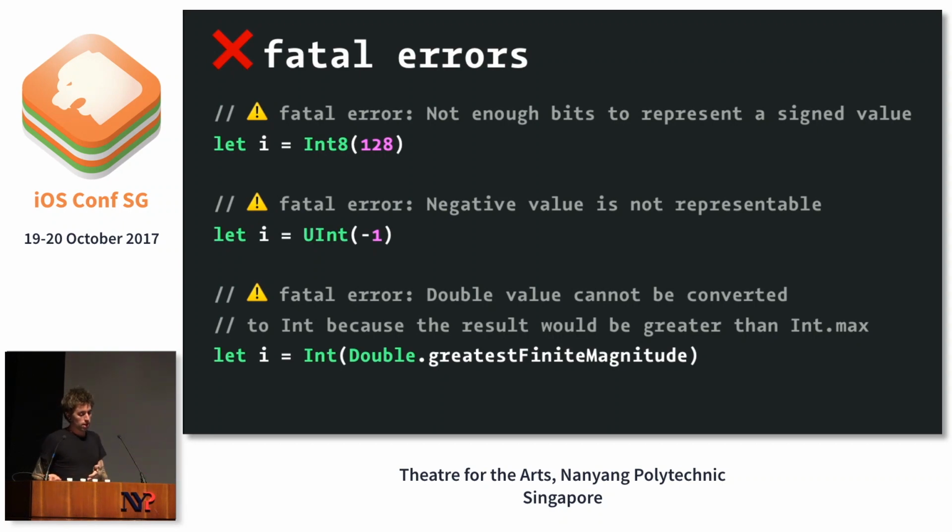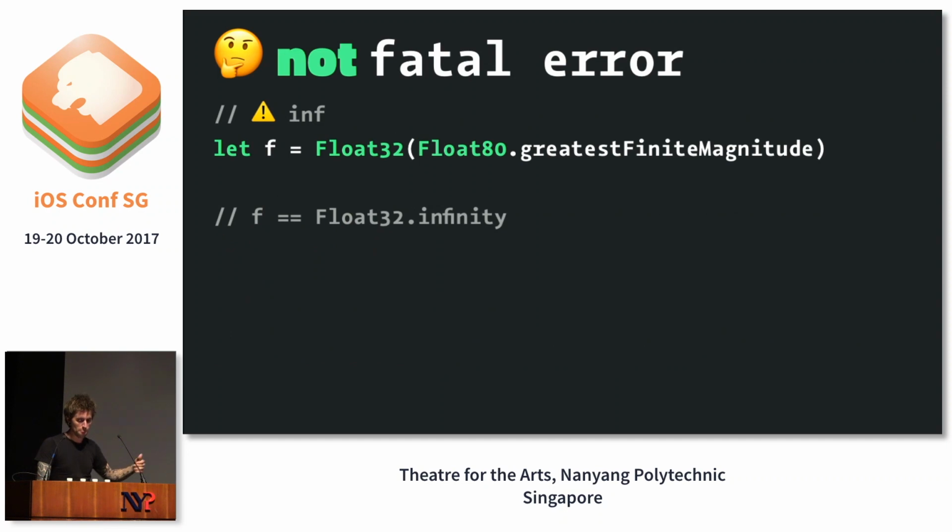And if we try to initialize an integer with the equivalent of double max, Swift complains, oh, this is way too big. The result would be greater than Int max. However, if we take Float80, the largest float, has over twice as many bits of precision as Float32, which is just a type alias for Float in the standard library. We don't get any exceptions. There's no precondition check in the source code. We just get infinity. It's kind of weird.